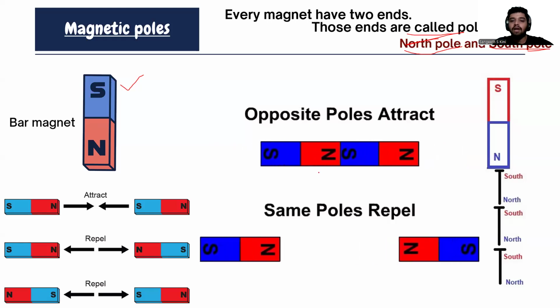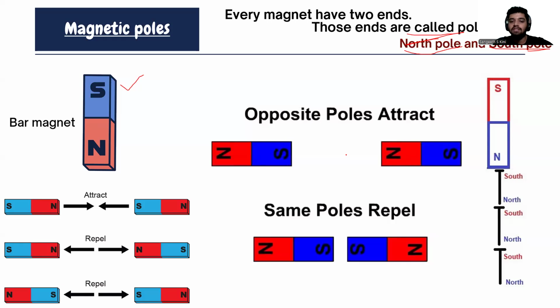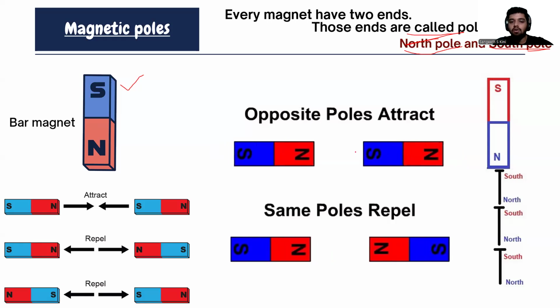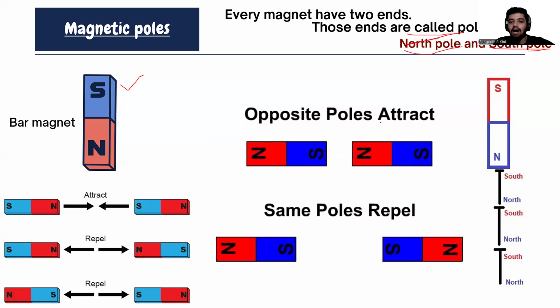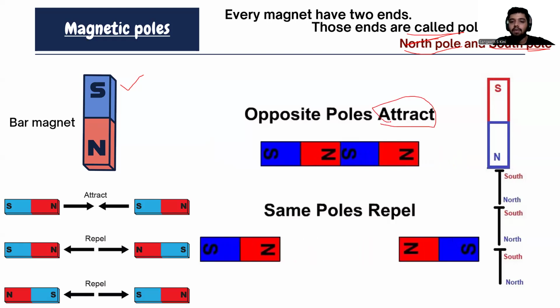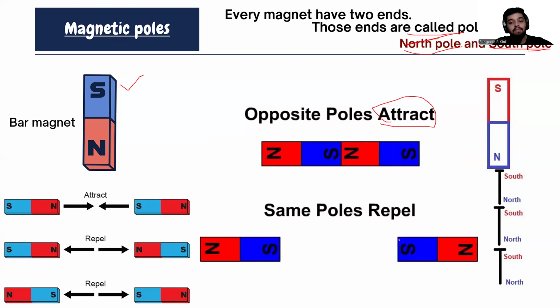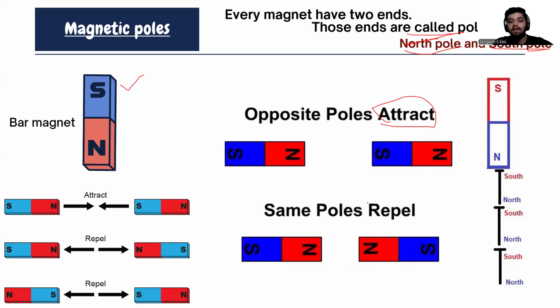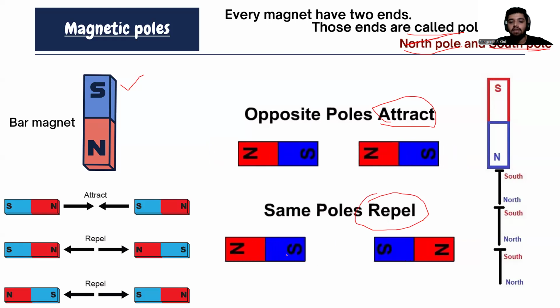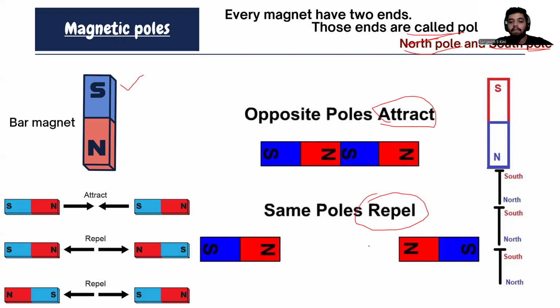The opposite poles, what happens? This is south and north, opposite poles. Opposite poles means unlike poles. South and north poles attract, right? If it is the same pole, what happens? If you bring north and north poles together, what happens? It will repel. If it is south and south pole, it will repel back.